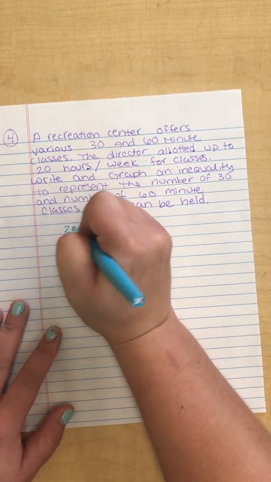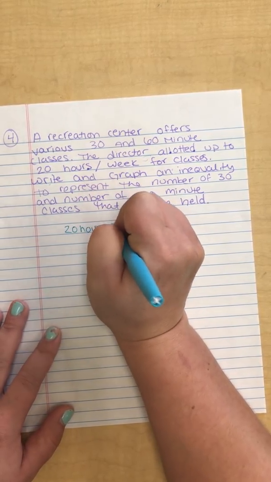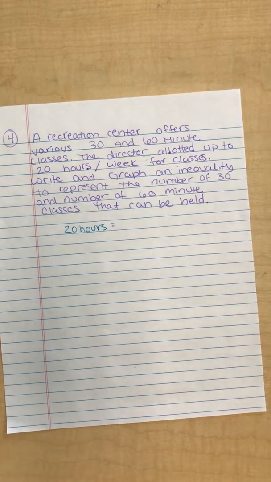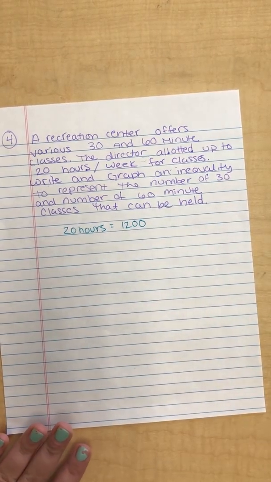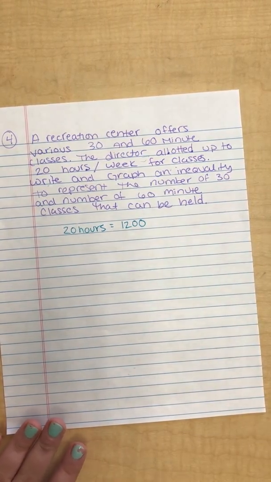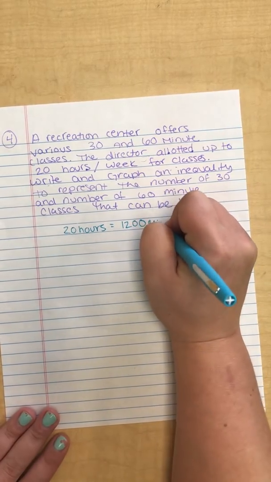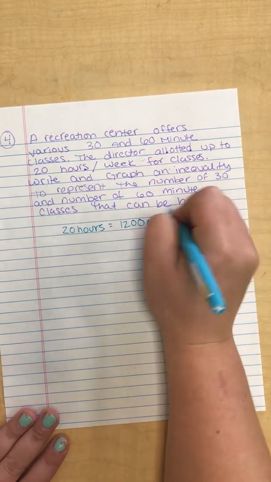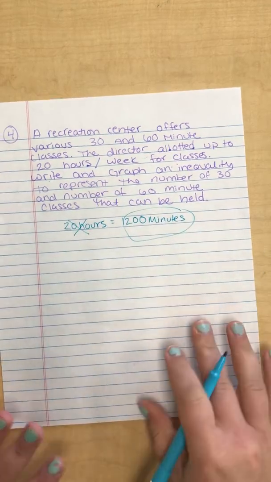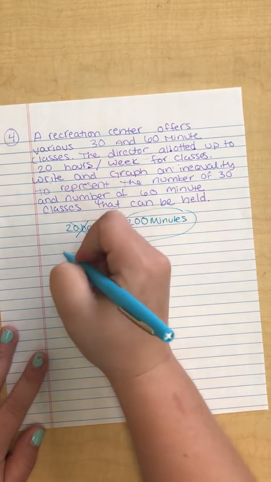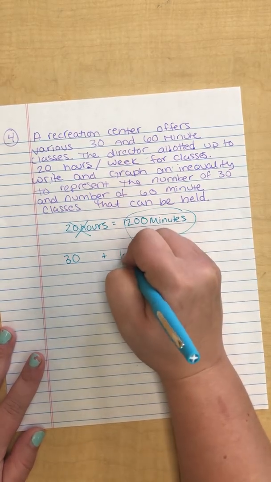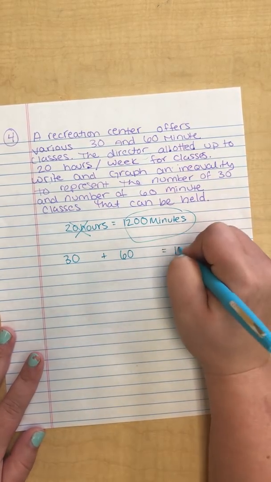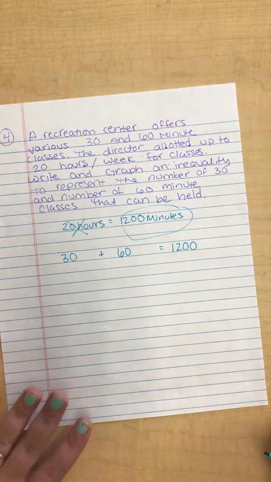Okay, so 20 hours is equal to how many minutes? So I would multiply that by 60, and I get 1,200 minutes. So I'm going to use this number now instead of this one. Okay, well, my 30-minute classes plus my 60-minute classes is going to equal 1,200 minutes.